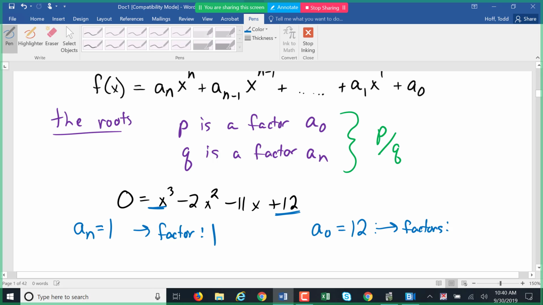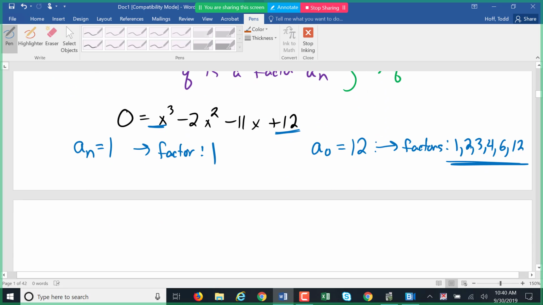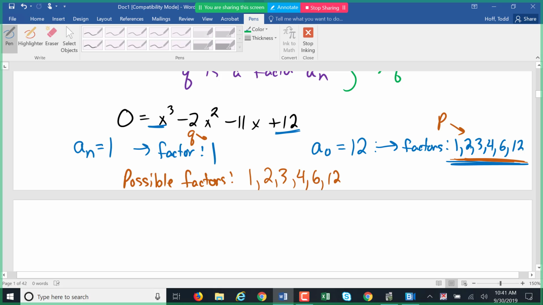Now, normally when we were factoring, we wouldn't count 1 in the number itself. Here we will. So 1, 2, 3, 4, 6, and 12. Those are the factors for 12. Now, the fact that an is 1 makes this a lot simpler for us. So our possible factors, I just take all these factors of a0, that's our p's. Our q is always 1, so let's just take each of them divided by 1. So our possible factors to test: 1, 2, 3, 4, 6, and 12. To test them, we use that remainder theorem.